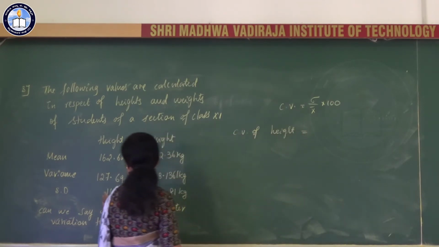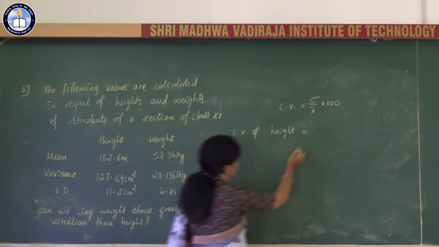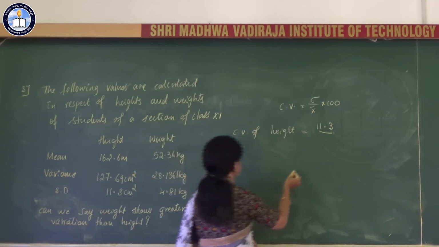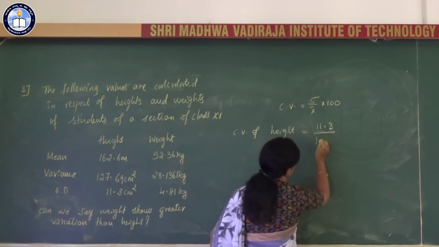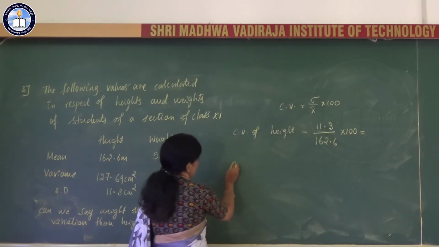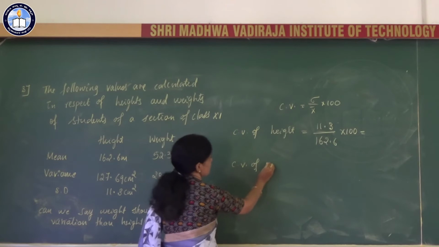So that's equal to standard deviation of height, that is equal to 11.3 divided by its mean, which is equal to 162.6, into 100. You will get one value here. Calculate it by using your calculator. CV of weight.